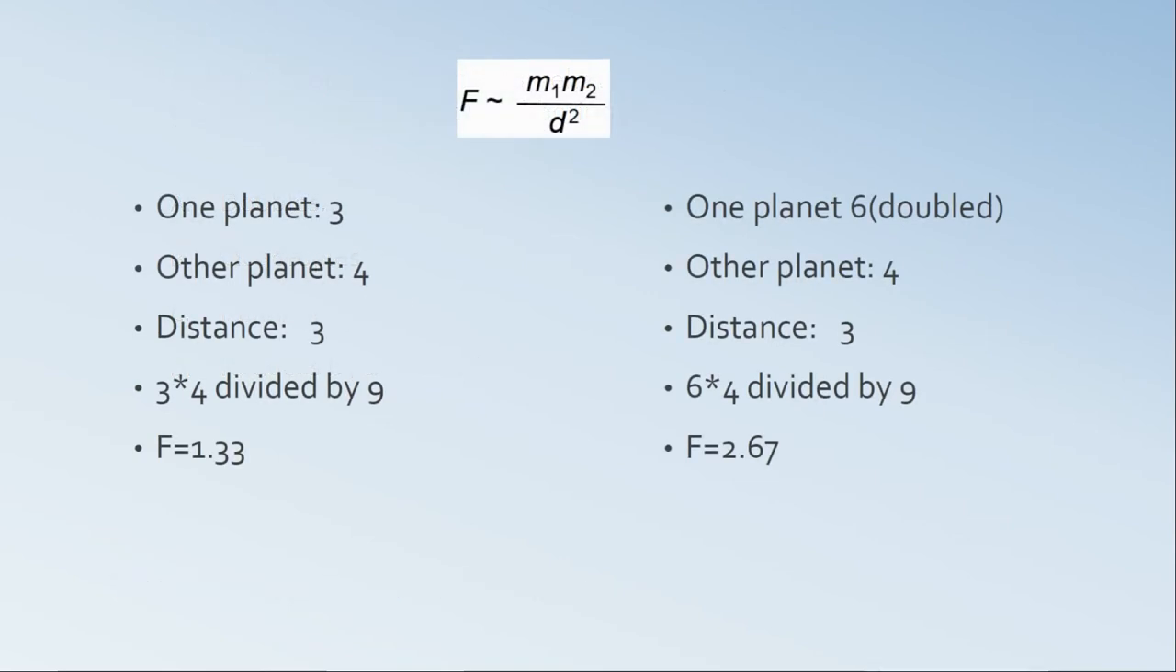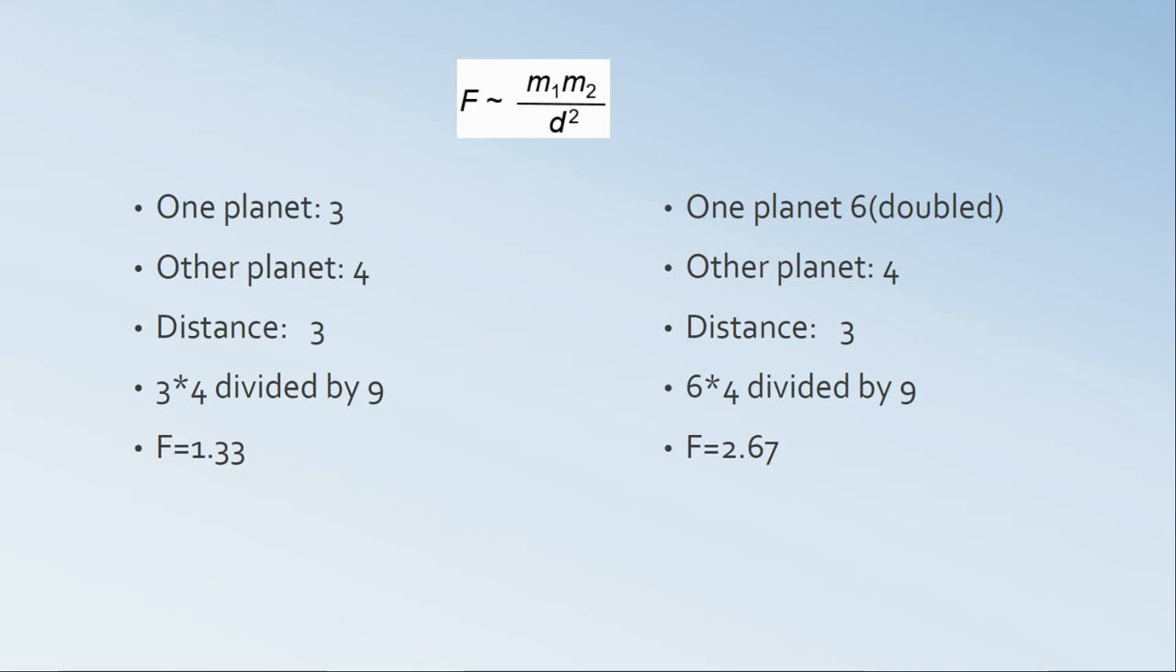Well, let's work this out. So we have our equation there. Force is proportional to the product of the two masses divided by the distance squared between them. So let's say we have one planet that has a mass of 3, another planet has a mass of 4, and the distance between them is 3. And it really doesn't matter which units we use here. We're just looking at the numbers here. So we would multiply our masses, 3 times 4, and that would give us 12. And then we divide that by the distance squared. So we'd have to multiply 3 times 3 and get 9. And when we divide 12 by 9, we get the force between the objects is 1.33.